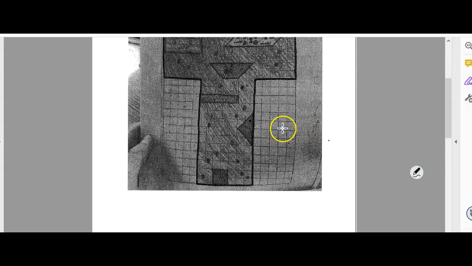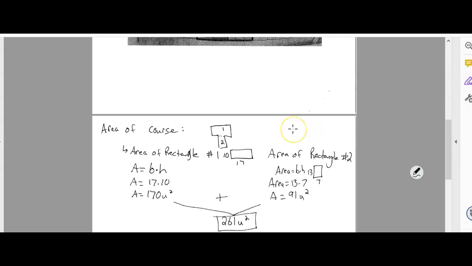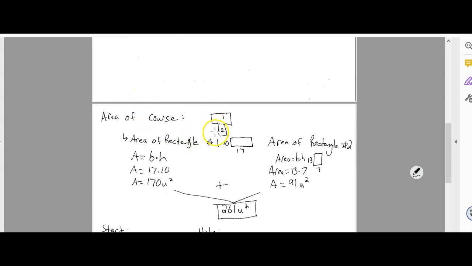I'm now going to show you the work, and this is the work that we expect you to be showing. This is what will give you the 100% score or full credit. You have the area of the course. So remember that T shape. I broke that T shape up into 2 rectangles. I showed how you find the area of rectangles. I plugged those values in, and I got my answer. I added the 2 together to get the whole thing.